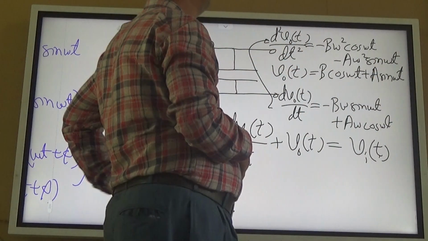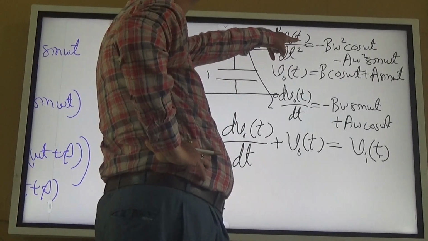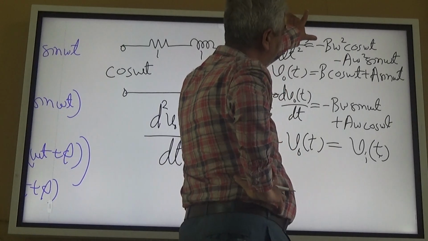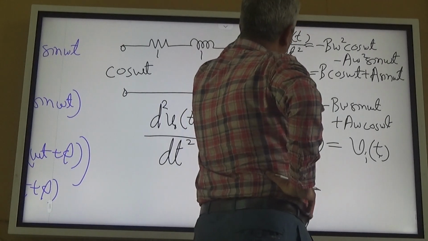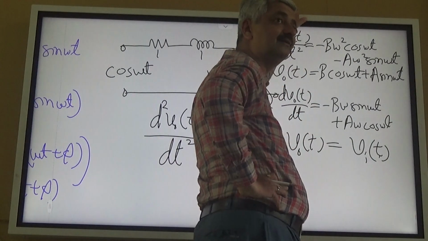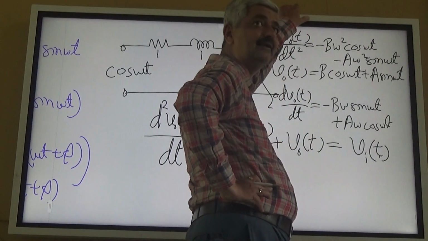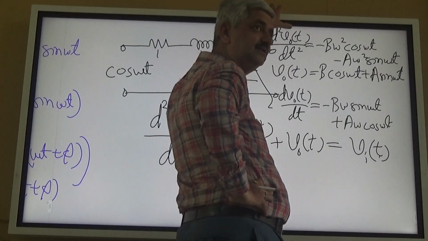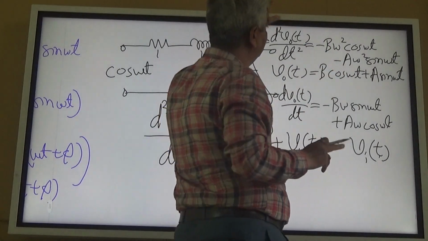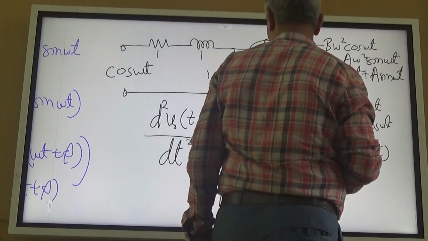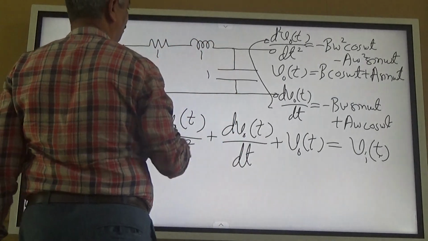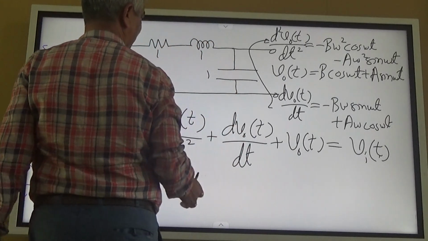Is it right? Is it fine? It's okay. So it is that d2 VOT upon dt square is equal to omega square VOT. Is it right? Correct? This is actually minus omega square VOT, right? So what do we get? What is the equation?